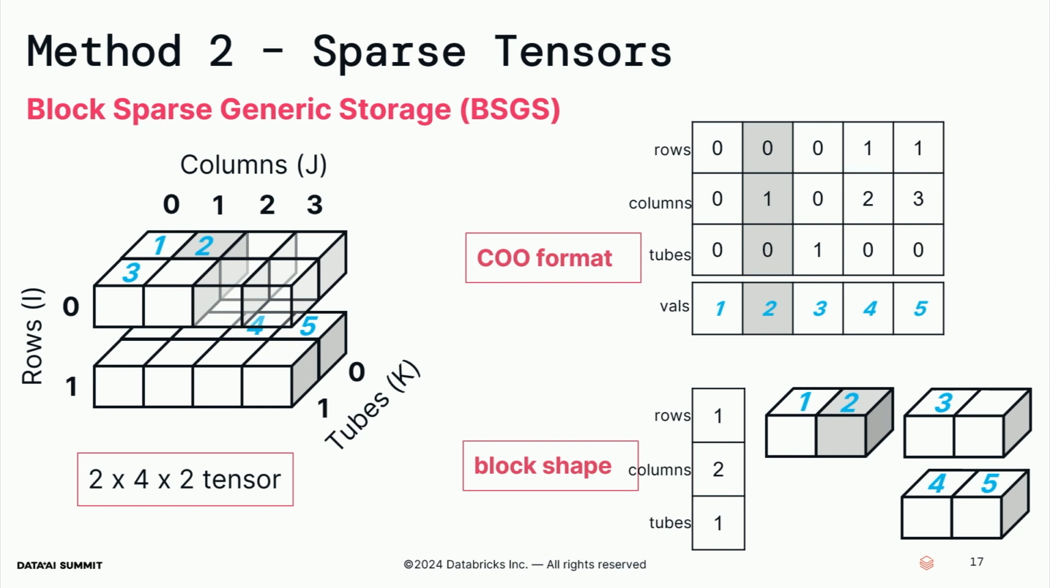So this is another method for the second strategy, called block sparse generic storage. Again, look at the tensor example. It is a 3D tensor represented in COO format, and one highlighted element will be illustrated further. The first step of BSGS is to pick a block shape. In our case, it is set as 1 by 2 by 1. You can see that the blocks with non-zero elements are picked out on the right-hand side of the slide, which includes 3 blocks for these 5 non-zero elements.